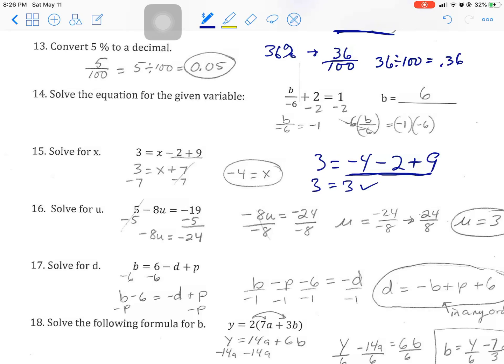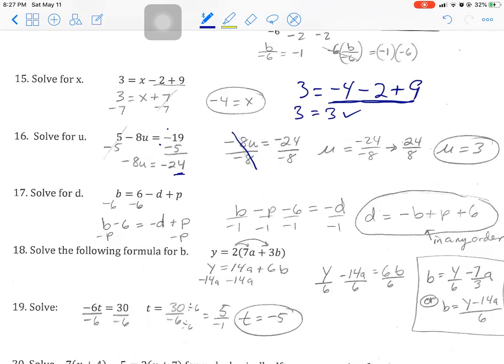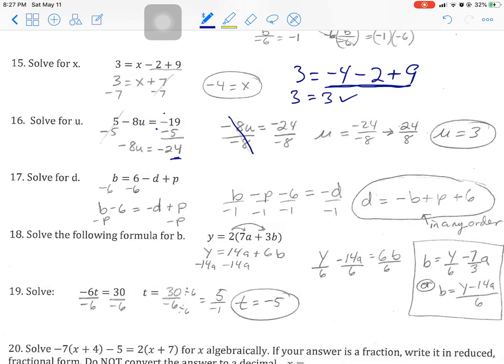So we're going to move the 5 over by subtracting 5. A negative plus another negative is a negative. And then we're going to divide both sides by the negative 8. So we reduce that away to a plain u. And then don't forget, a negative divided by a negative is a positive. And then check to see if your fraction can be reduced. And in fact, 8 goes into 24 3 times. Okay? You put that 3 back in and check if you want.